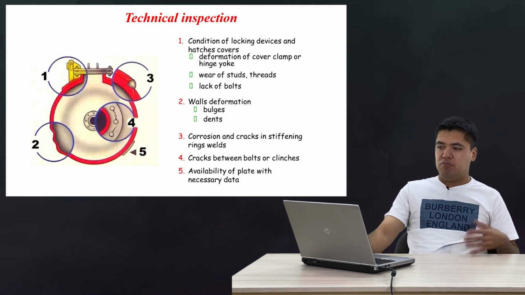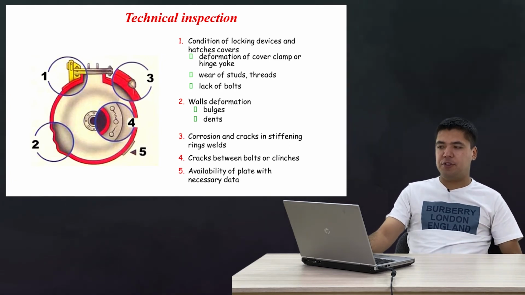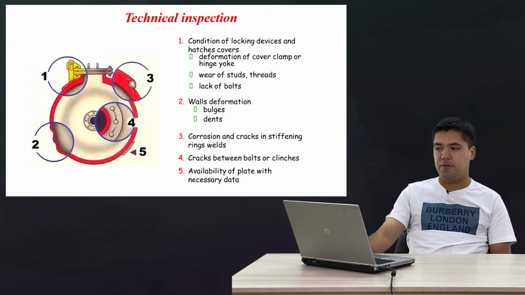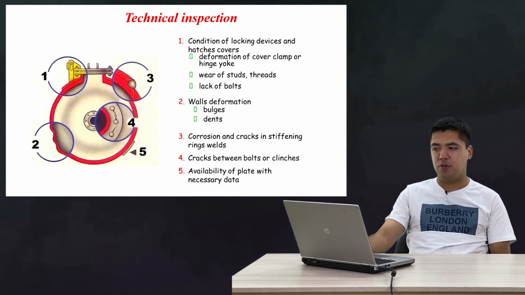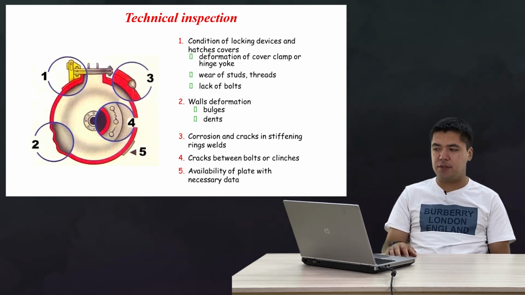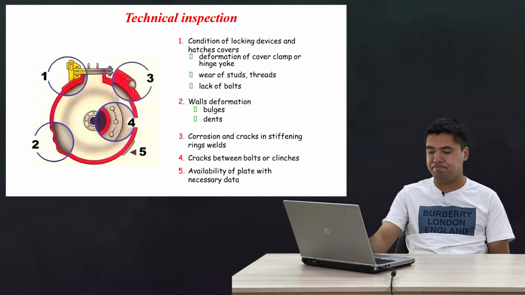And the condition of locking devices and hatch covers. The first one, deformation of the cover clamp or hinge yoke, for example, where studs, threads, and locks of the bolts are. Wall deformation like bulges, dents, etc.